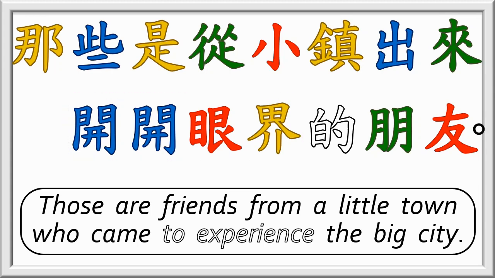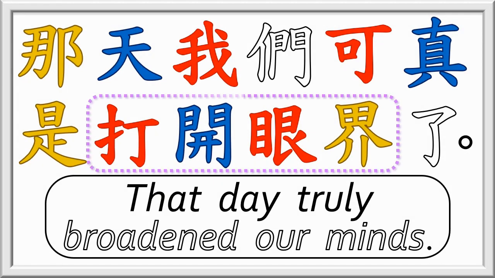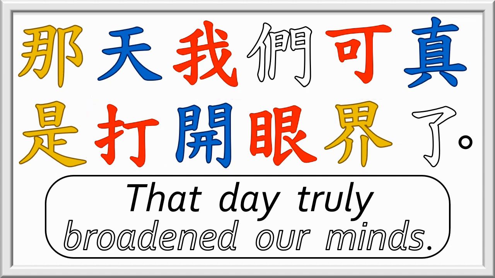眼界 literally means one's field of vision or personal experience. It's usually found in one of three orders of magnitude. 开开眼界, 打开眼界 and 大开眼界。那些是从小镇出来开开眼界的朋友。Those are friends from a little town who came to experience the big city. 那天我们可真是打开眼界了。That day certainly broadened our minds.